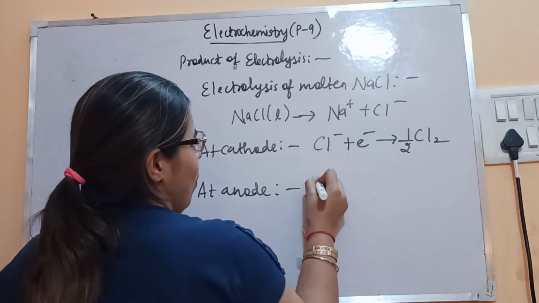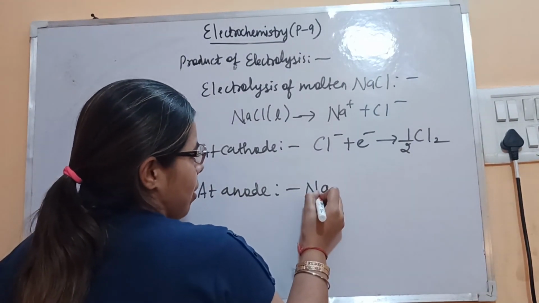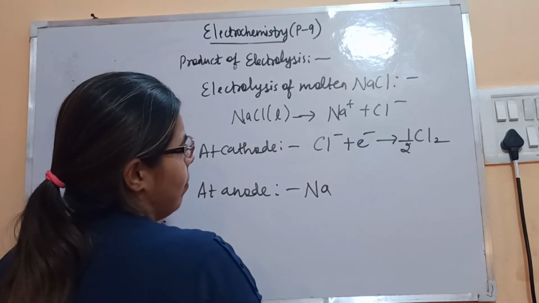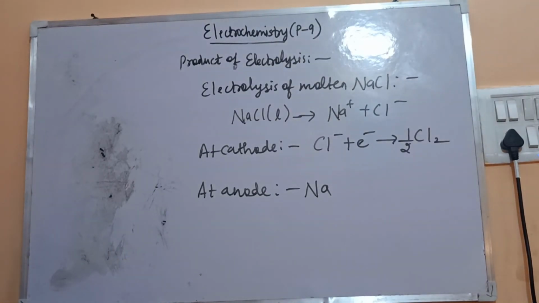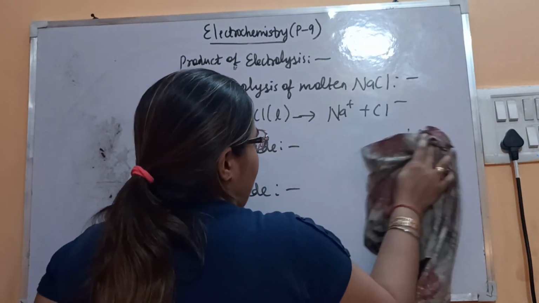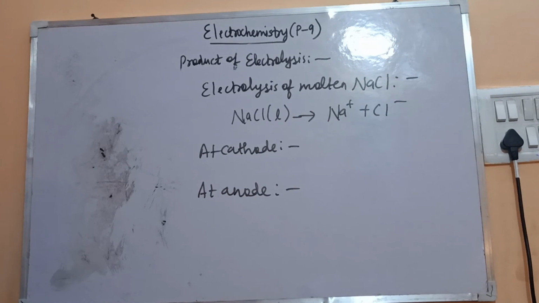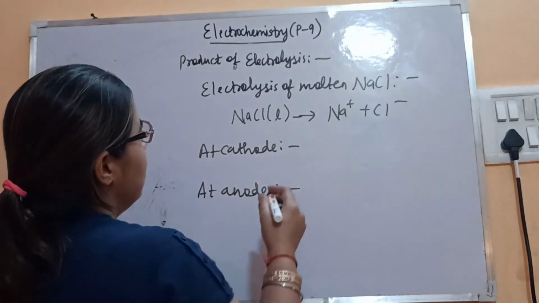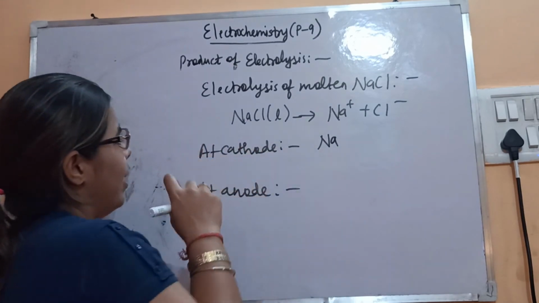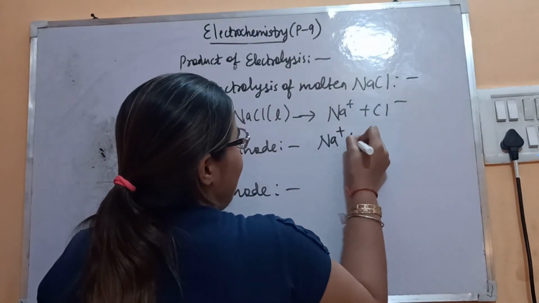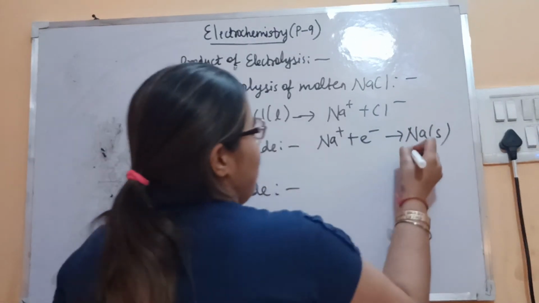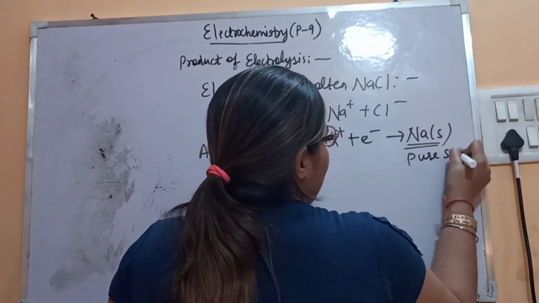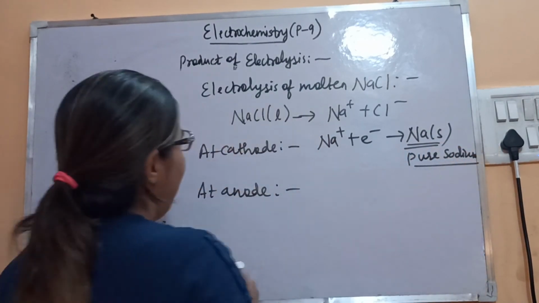Similarly, at the anode, oxidation takes place. At the cathode, that is reduction, gain of electrons. So the sodium ion will accept an electron and get converted into sodium metal. Fine. So here pure sodium gets obtained at the cathode.